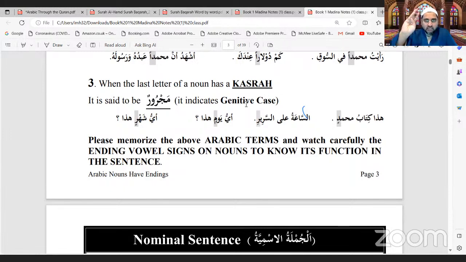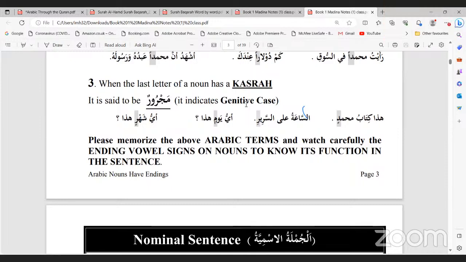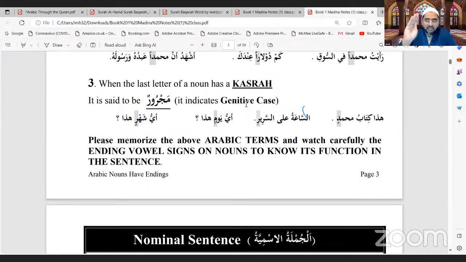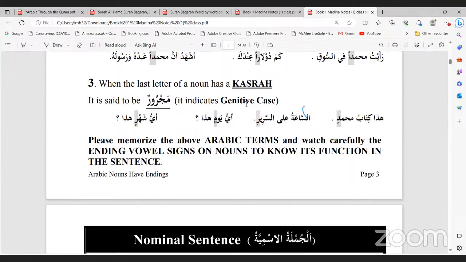So you have the nominative, accusative, and genitive case. These are the three states of every noun in the Arabic language. Is this clear? Yes.